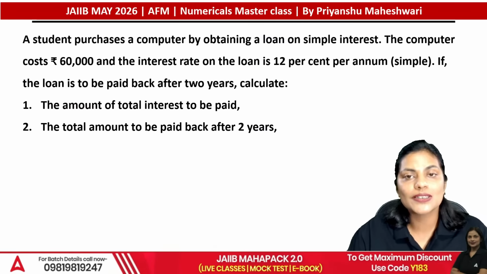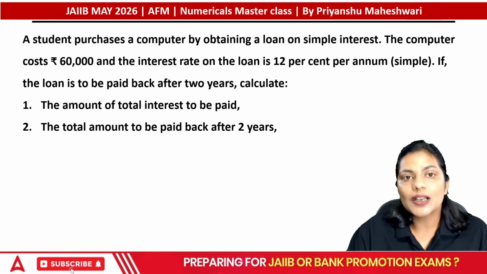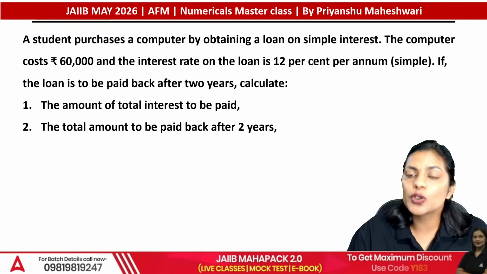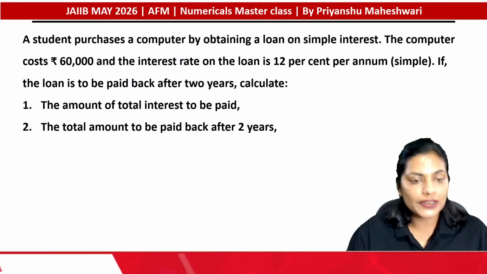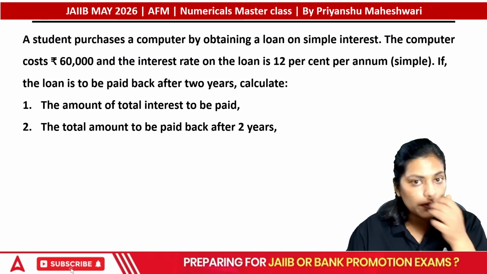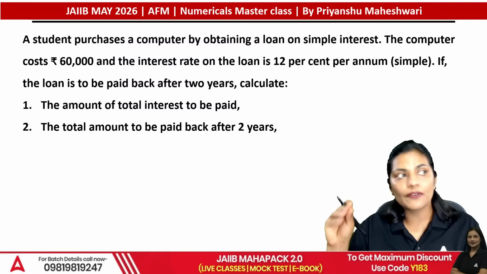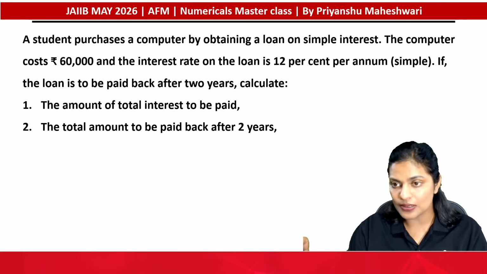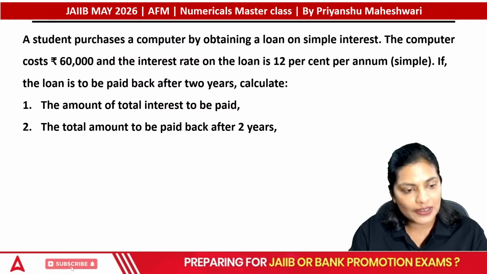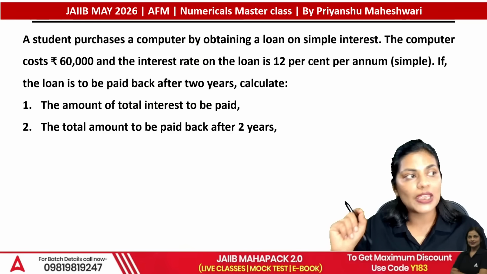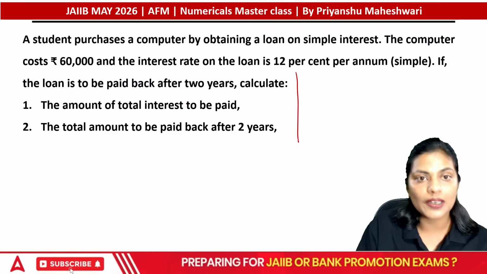Then, a student purchases a computer by obtaining a loan on simple interest. Correct? The computer costs 60,000 and the interest rate on the loan is 12% per annum. If the loan is to be paid back after 2 years, calculate total interest and total amount. See, the purpose of the session is to keep you aware or help you revise all the formulas at one point of time, right? So some questions could be very easy. Only the reason is so that you're able to recall the formula, and retain it and practice it.